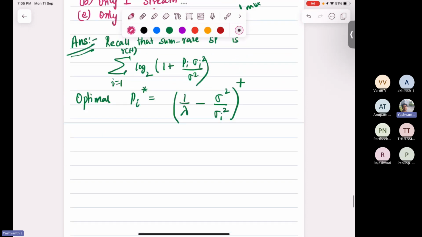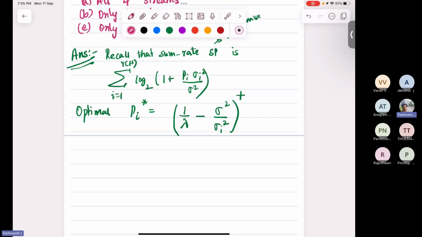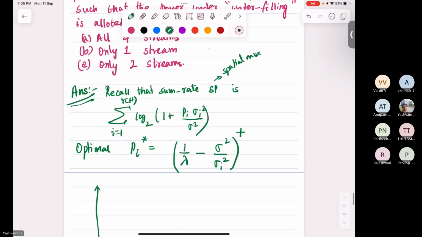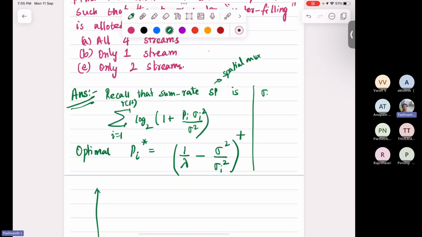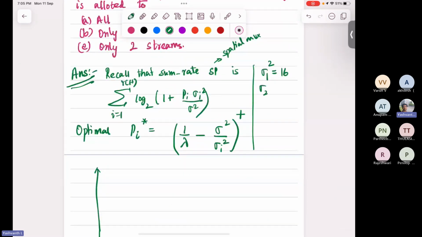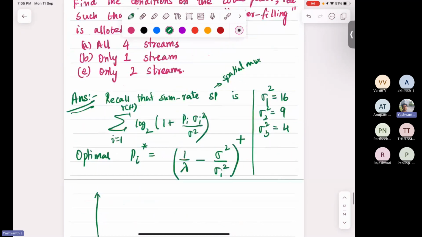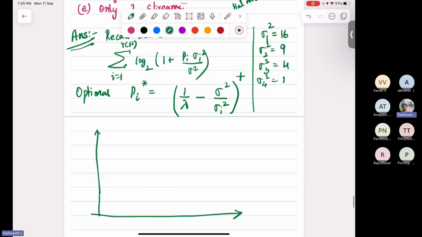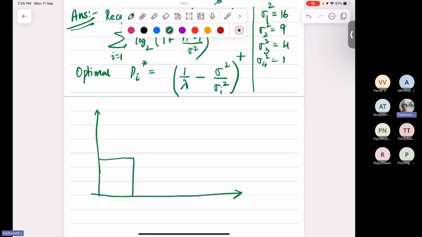I'm not going to do it mathematically. I'm just going to use the water filling interpretation and solve this problem, so that we know, as engineers, we should also use intuition to solve problems. So I'm just going to draw the diagram. Let me write down. What is sigma 1 square? It is 16. Sigma 2 square? 9. Sigma 3 square? 4. And sigma 4 square is 1.